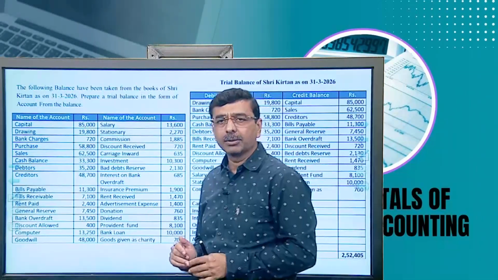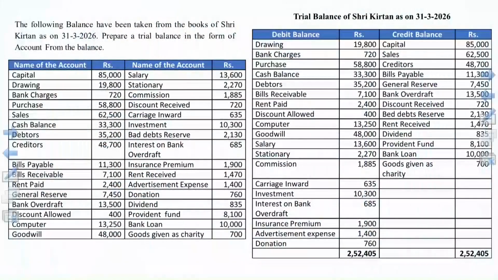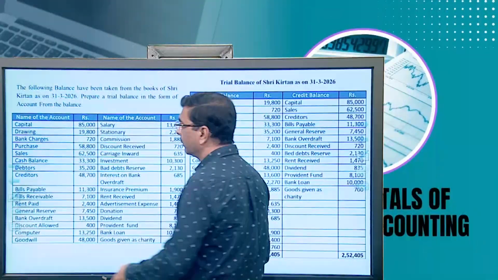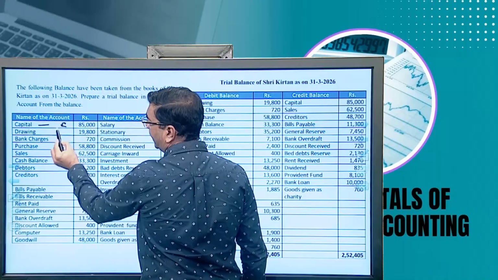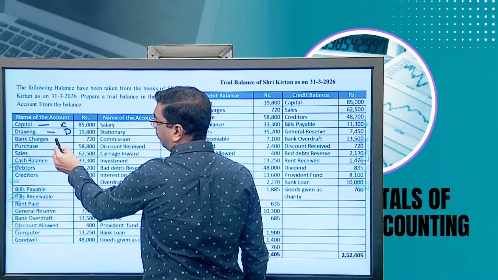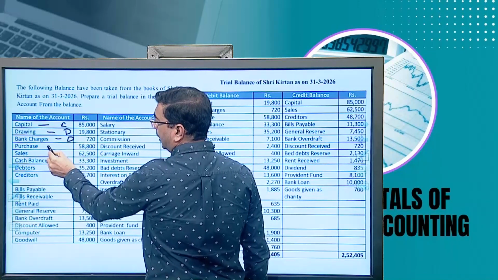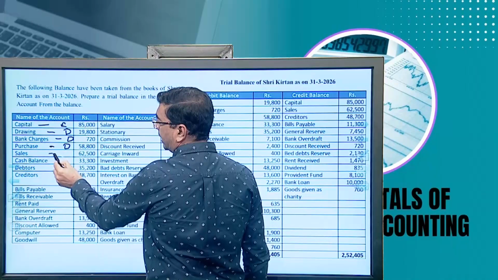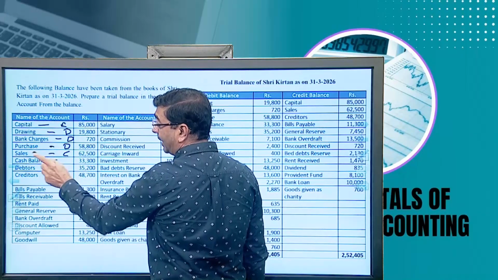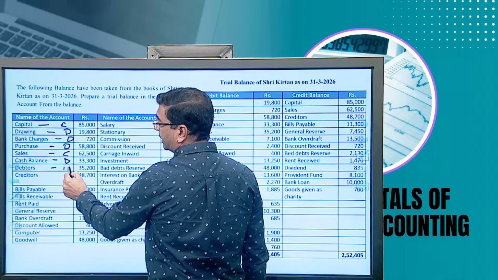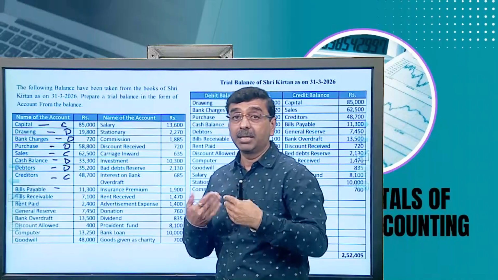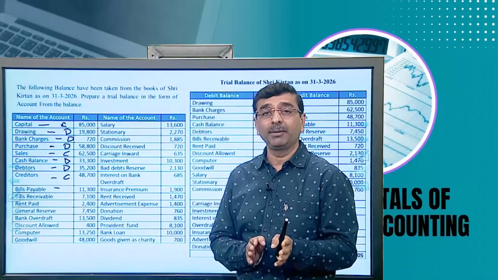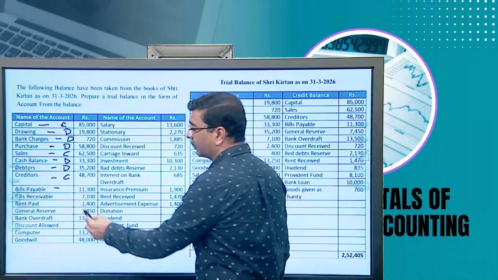We have another example also that you can do by understanding, but simultaneously with me, try to understand it by yourself also. Here the capital account, as is the practice, capital is always credit, drawings is debit, bank charges is an expense, debit, purchase, goods come in, debit, sales, goods go out, credit, cash balance always debit, debtors are your assets, debit, creditors are your liability, credit, bills payable is your liability because those amounts from the creditors are converted into bills payable, so that's why it's credit.